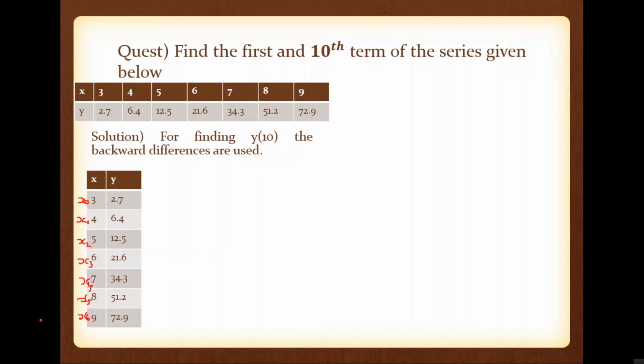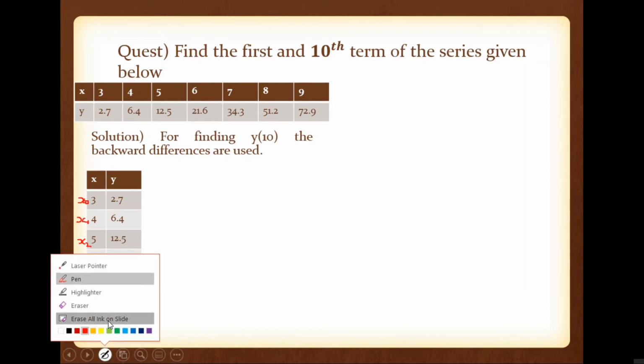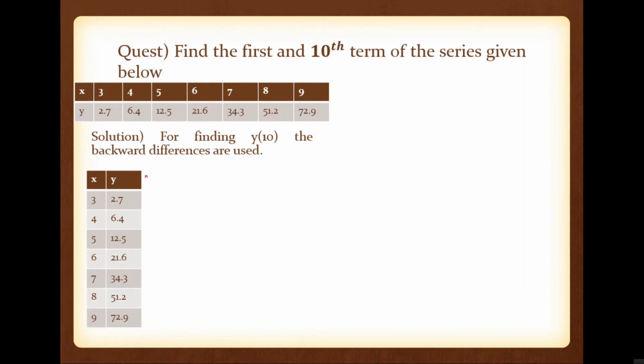Please keep in mind, there is no need to write these terms. This is x0, x1, x2, x3, the last one is x6. We have 7 data, so x0 to x6. So please draw x and y. Then what we have to do? We have to find the backward difference.